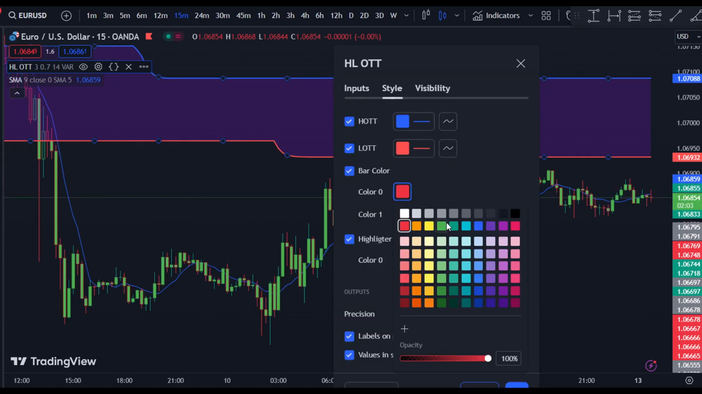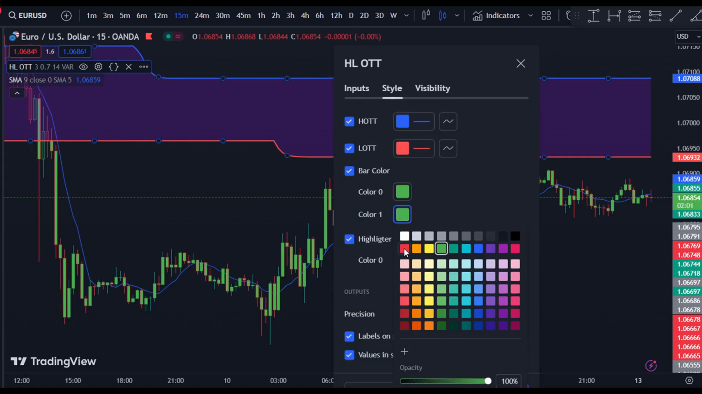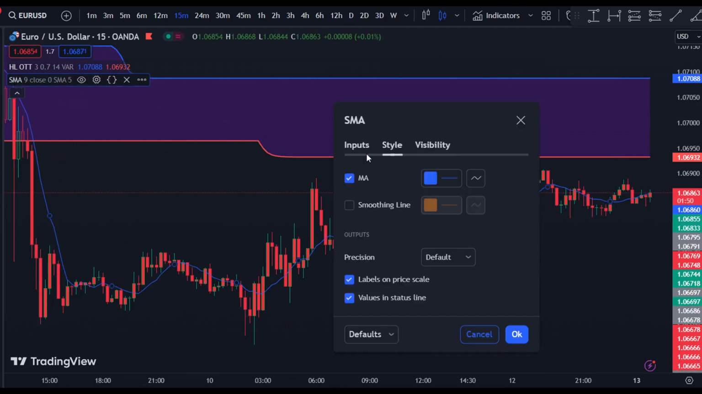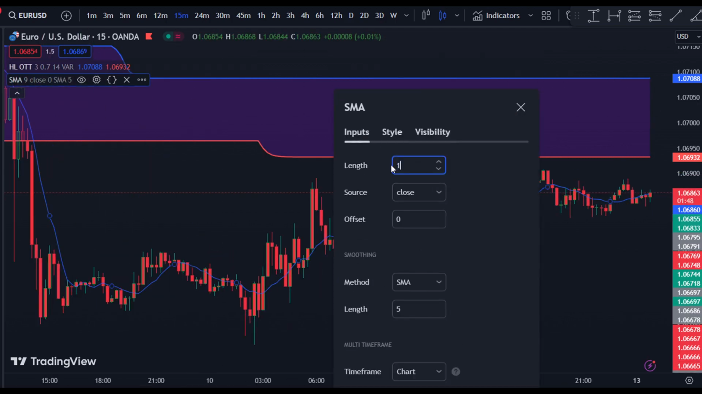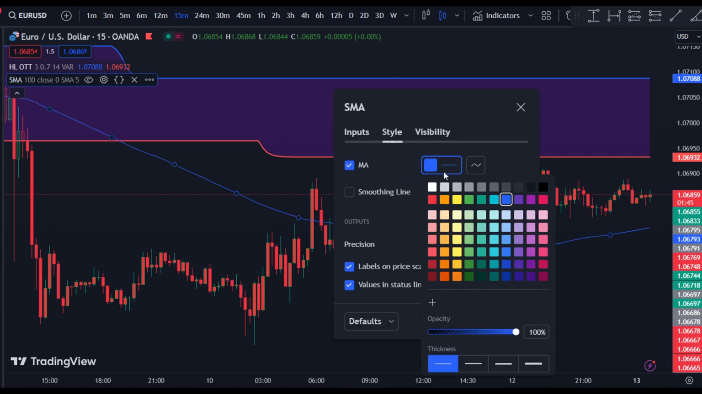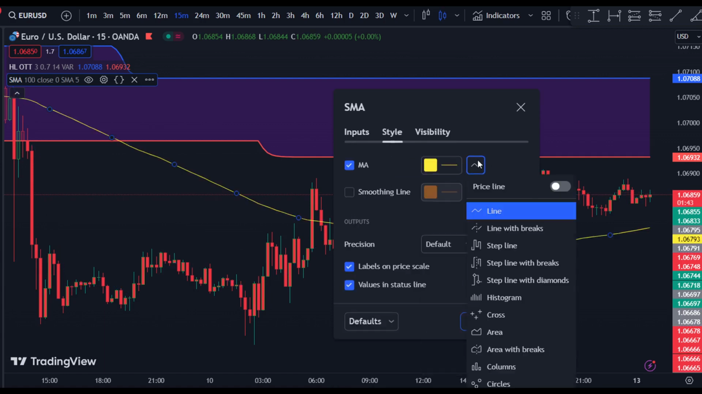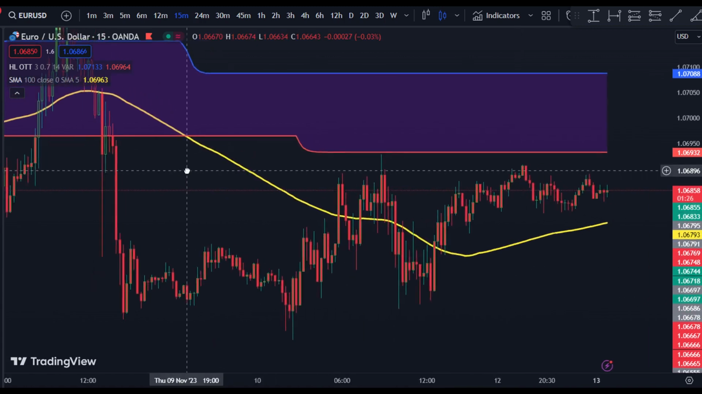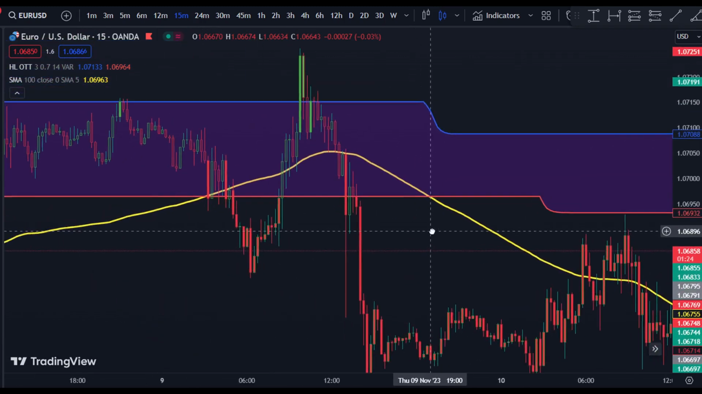As for the bar color, you can change the first one to green, and the second one is going to be red. So on the SMA, the only thing that we're going to do is change the input to 11. And for the style, I just changed it to make it more visible, but you can feel free to customize it however you like. All right, so now this is how your chart should appear.